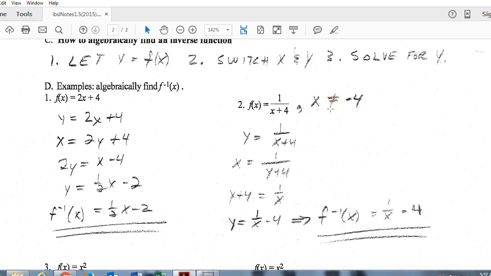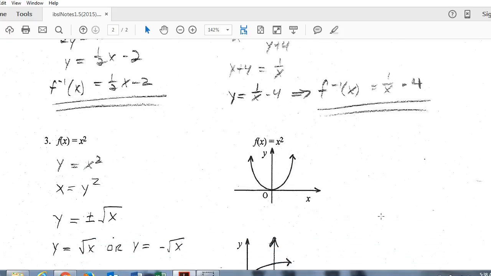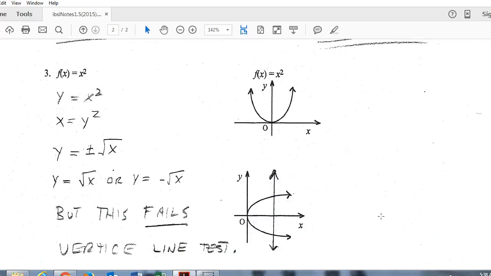Same thing on number 2. This was the original function. Notice they had to throw this statement in there because you can't have a 0 denominator. So that's just a proper way of stating what this function would have to represent. But if I again just take my original function and switch x and y, and then solve for y, get y by itself, that creates the inverse function.